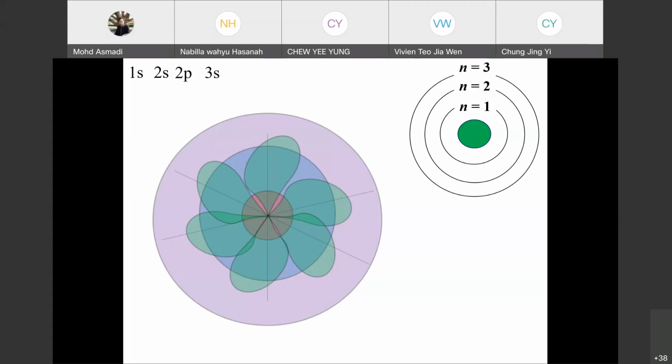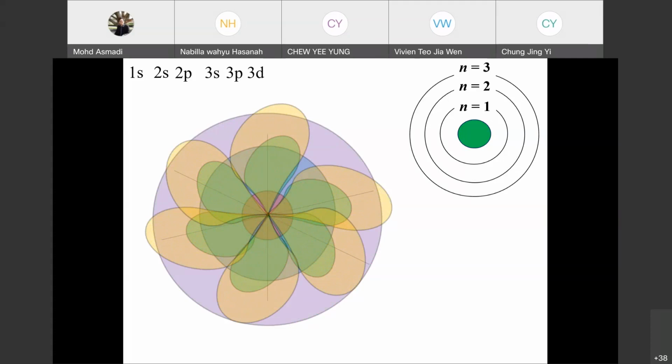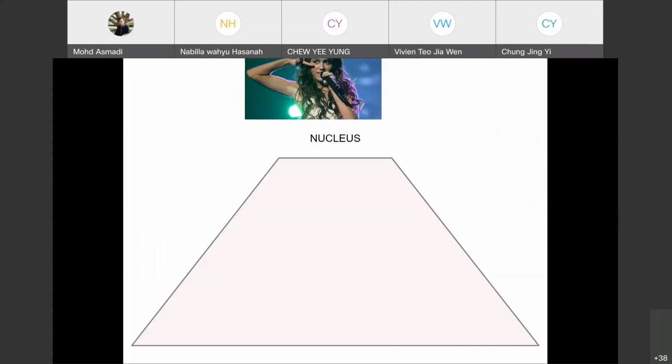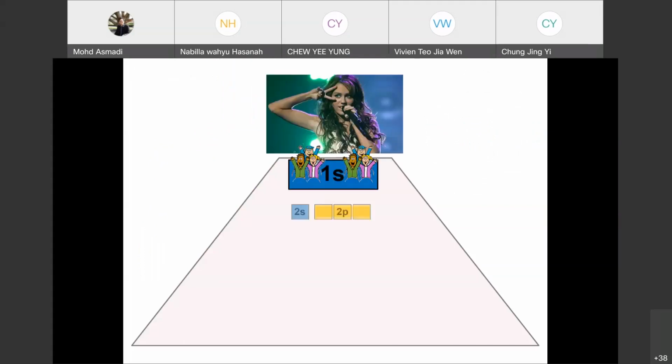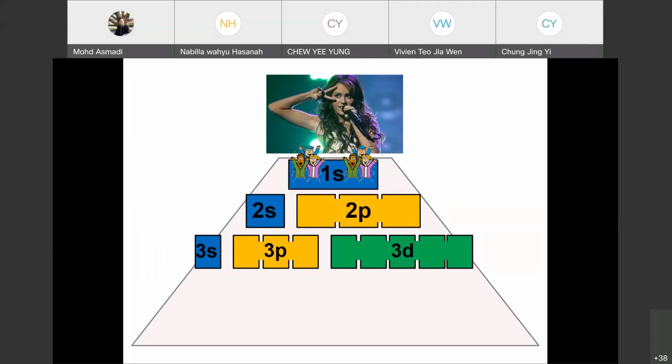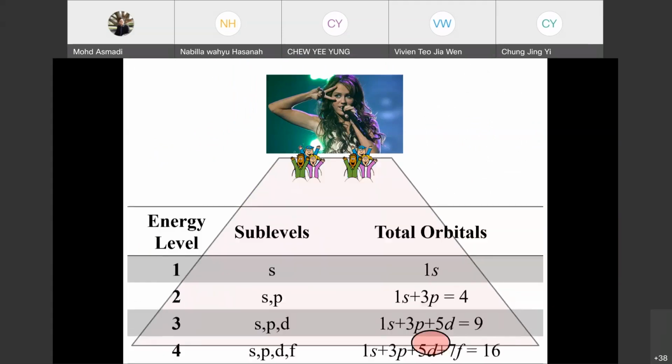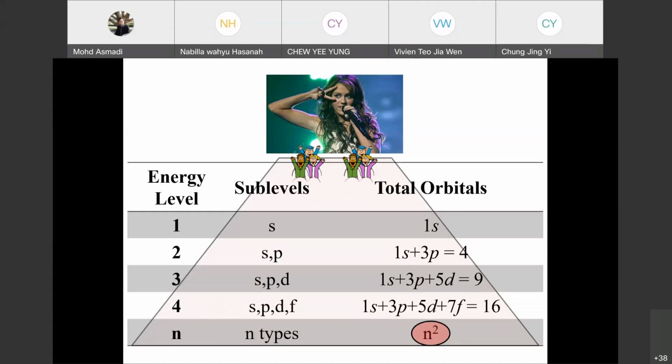Which one is the lowest one? And then it's 3P, and then 3D. 3P is a dumbbell. This is 3D, 3D is a fan. Okay. So remember this one is 1S, 2S, 2P, 3S, 3P, 3D, 4S, 4P, 4D, 4F. Okay. So if you look at here, you still remember S, SP, SPD, so until the end.